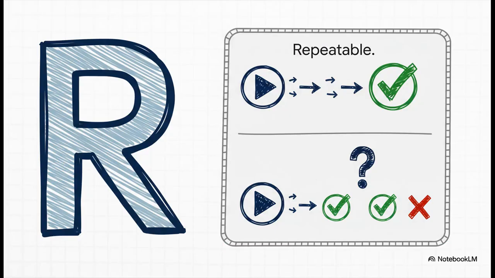R is for repeatable. This means your test has to give you the exact same result every single time you run it. Doesn't matter if it's Tuesday or Friday, on your machine or on a server. A test that passes sometimes and fails other times, we call that a flaky test. And honestly, it's worse than no test at all because it destroys trust.